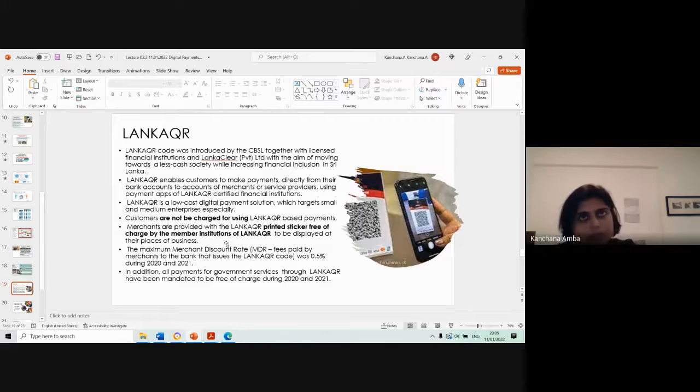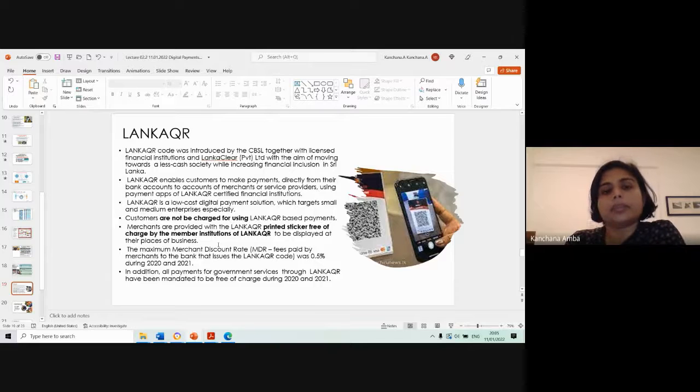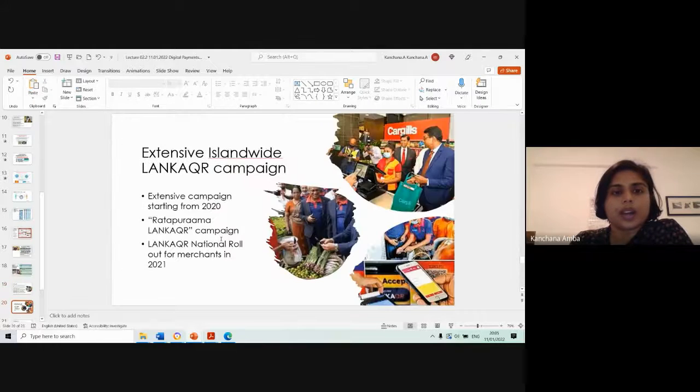It was just before COVID, actually. It was quite interesting. We had launched it just before COVID, and then COVID hit. But for that whole year and last year also, and it's actually continuing at 0.5% to encourage people to use it. Right? And government payments are free of charge.